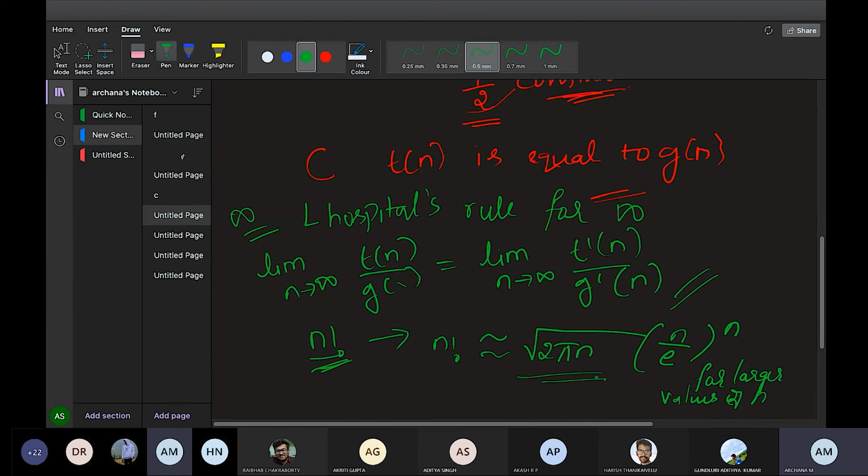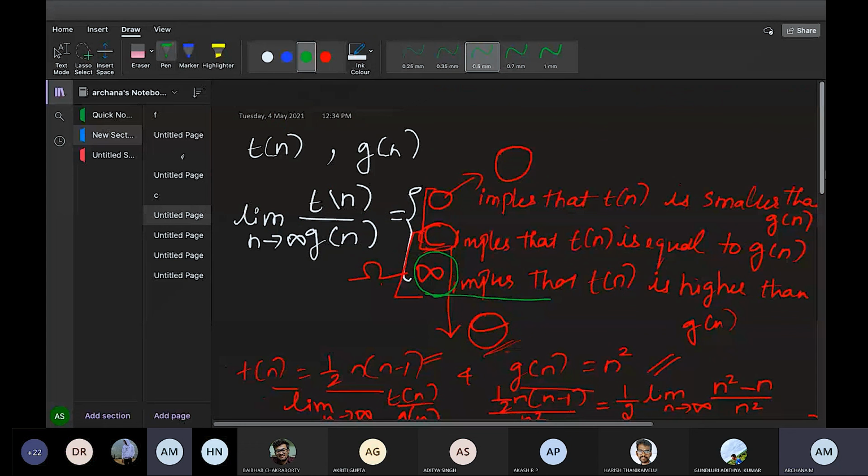This is how, when they ask you the proof for limits, you people have to write: t of n, g of n, limit of n tends to infinity, t of n divided by g of n. If it is 0, it implies that t of n is smaller. If it is a constant c, it implies that t of n is equal to g of n, and if it is infinity, it implies that it is higher than this.